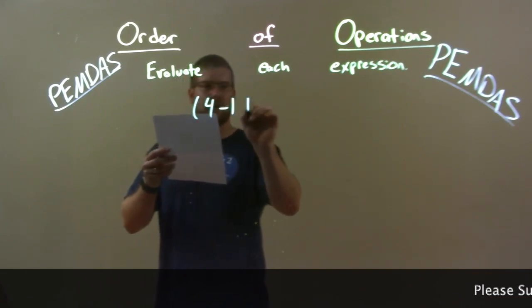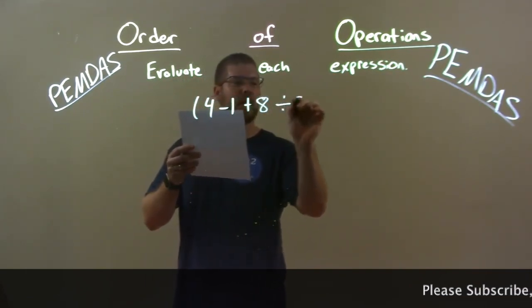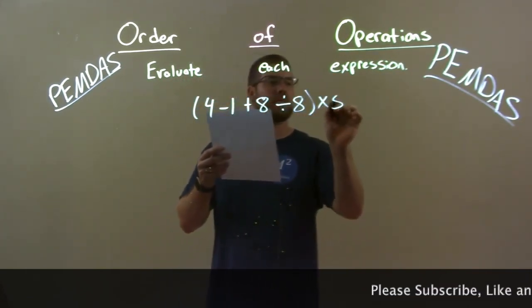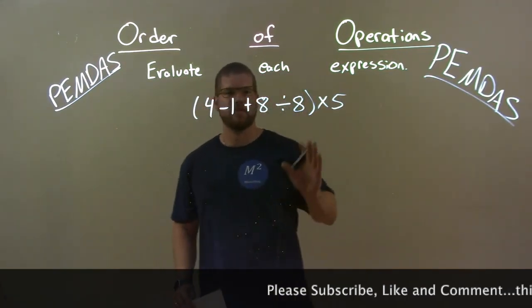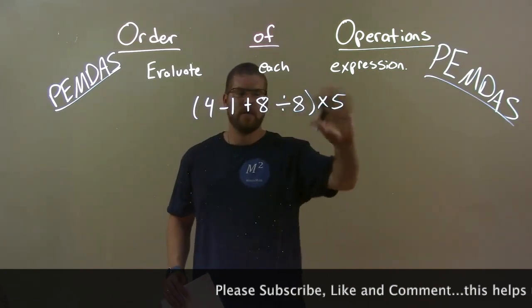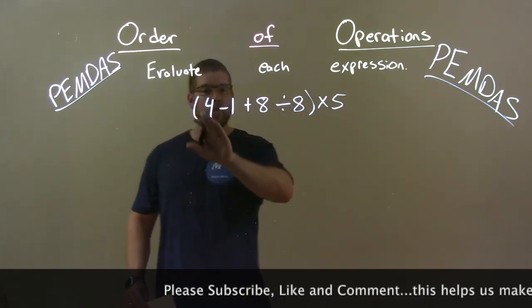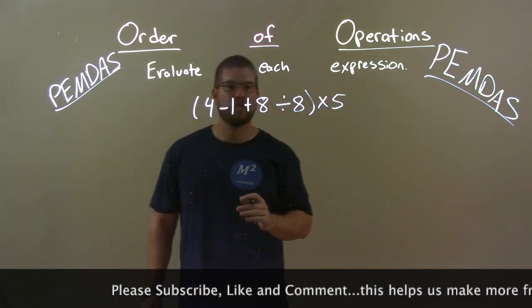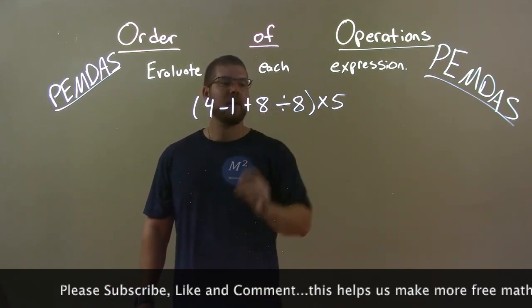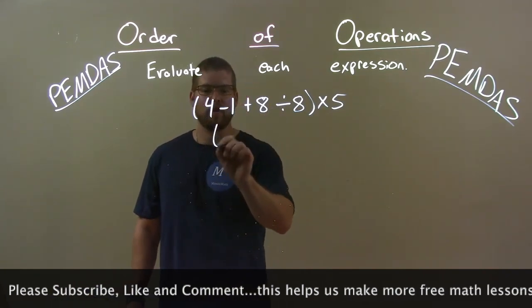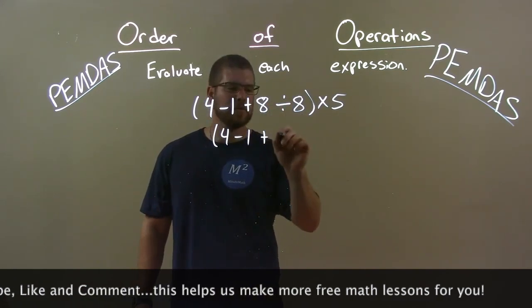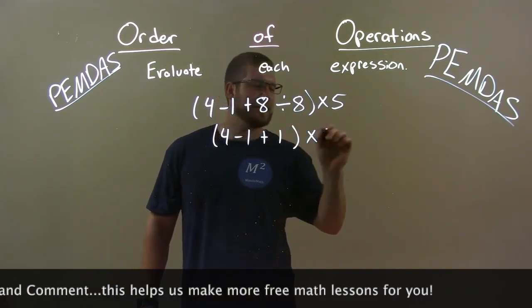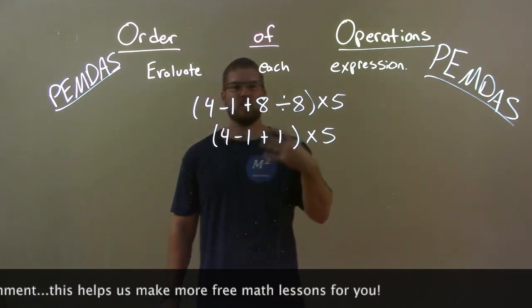4 minus 1 plus 8 divided by 8 times 5. Okay? Parentheses come first, so I'm dealing with my parentheses and ignoring that 5 right now. Inside the parentheses, division is our highest rank. So 8 divided by 8 is just 1. So I bring down the 4 minus 1 plus 8 divided by 8, which is 1. Any number times or divided by itself is always 1.